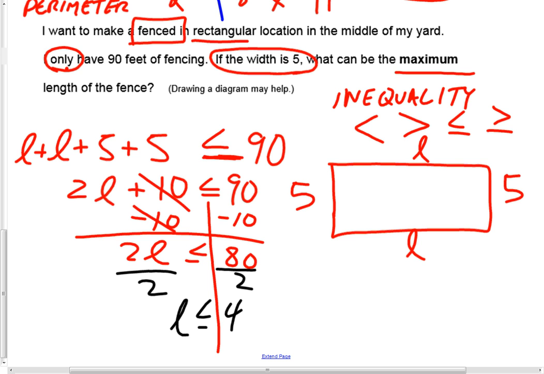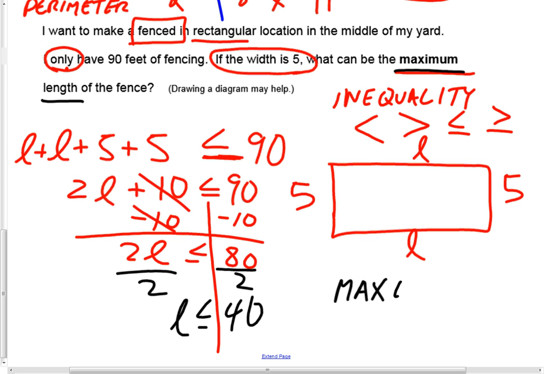L less than or equal to 40. That's great. That's nice, but it's not answering the question, because they want to know the maximum length of the fence. This is saying L could be less than or equal to 40. So what's the biggest that L could be? 40. That's what you're going to write.